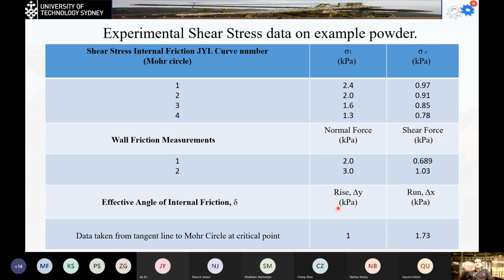Now, the effective angle of internal friction for the material by itself, we again have as delta y over delta x. That means we got this value from the sketch itself. For the slope of the line we had, delta y was 1 kilopascal and delta x was 1.73. So from there directly we can find the tangent of delta, and then we can find the delta of the internal friction directly. So we have such results. The ones we had in the examples are quite similar. It's not that much difference.